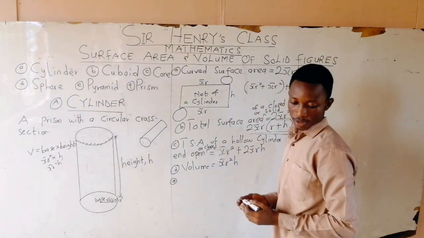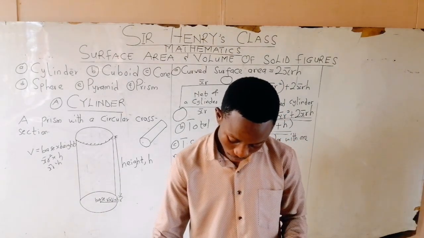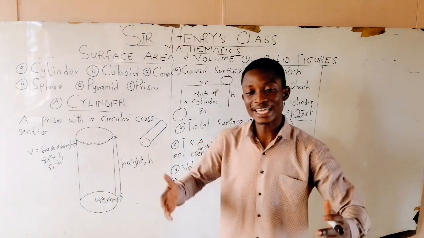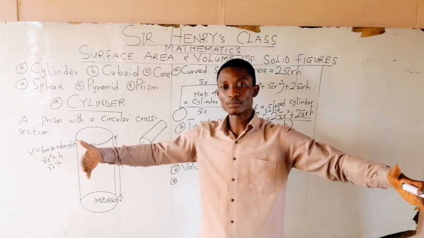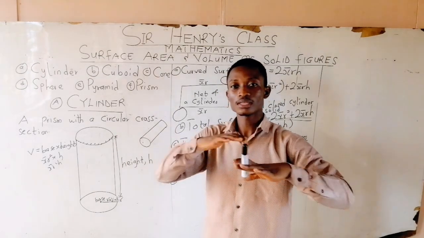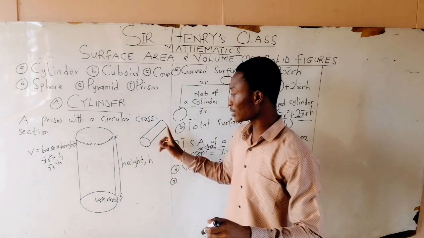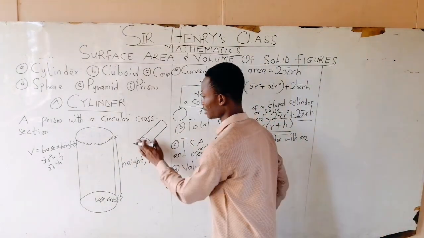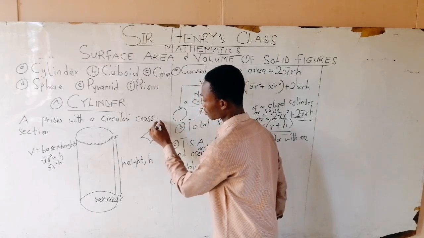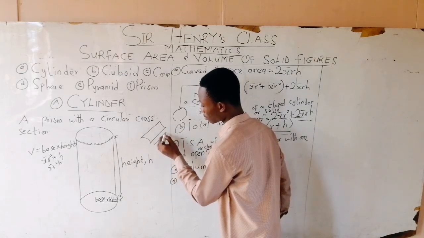Now, how do we also find this? When we ask you, find the total surface area of a cylinder with both ends open. Let me test you and see. Both ends open simply means that the two circles are not there. So if I want to draw both ends open, this is what I'll draw. Something like this. Or something like this.